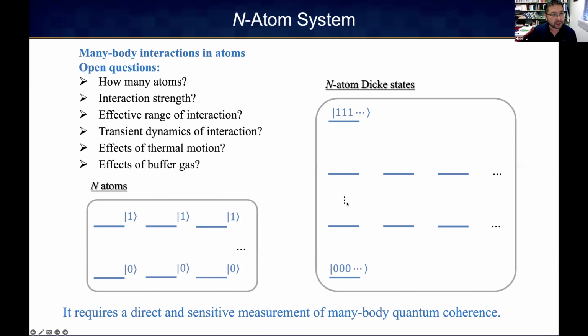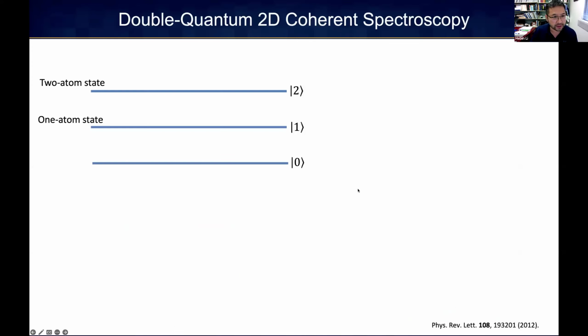Now, the question is, if there are interactions, in this case, dipole-dipole interactions between the atoms, how many atoms should be accounted in the system, and what's the interaction strength, what's the range of the interaction, and can atoms be correlated, and what's the dynamics of the interaction. So these are the questions we were interested in.